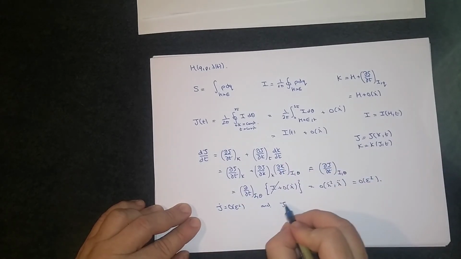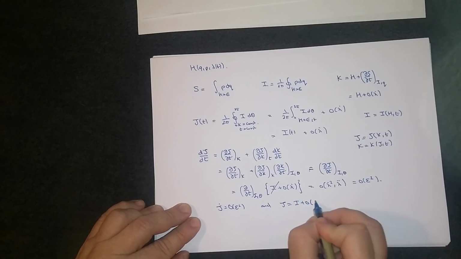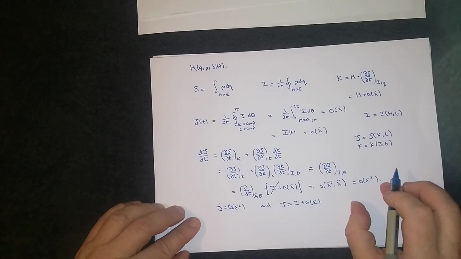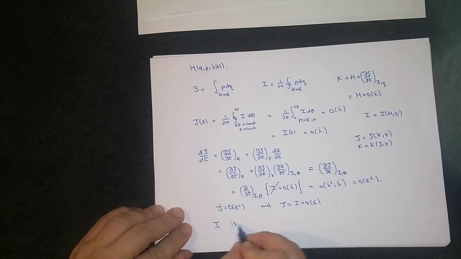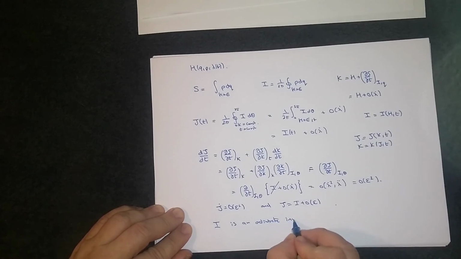and from here we have j is I plus order epsilon. So between those two, those give me the fact that I is an adiabatic invariant of the system.